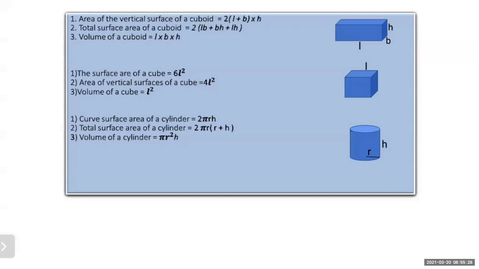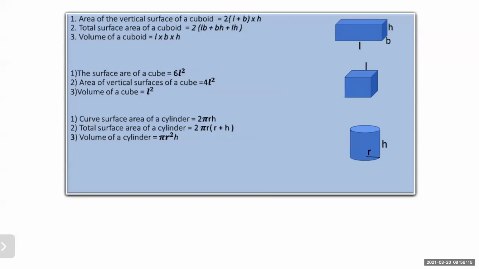First of all, I have divided this topic into two parts. First, we are going to deal with the cube, cuboid and the cylinder. This is the first part. Here on the screen you can see the formulas of the cuboid, cube and cylinder that I have displayed. If you want to take a screenshot, the formulas are already there in the textbook, students.